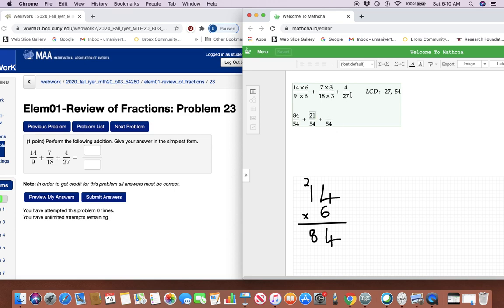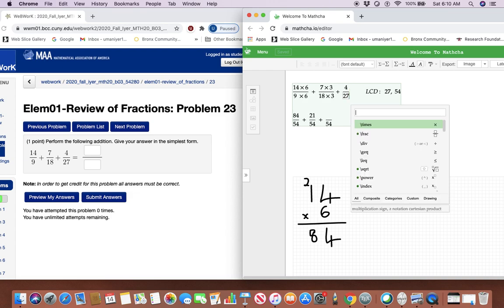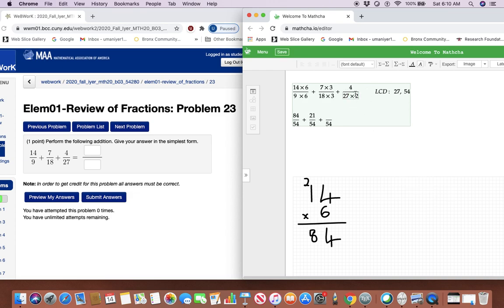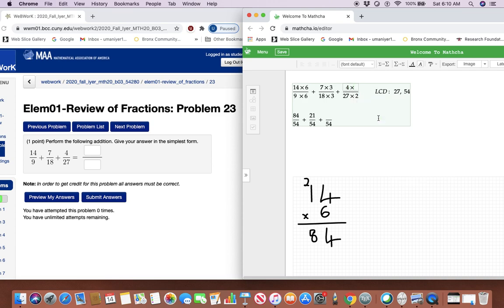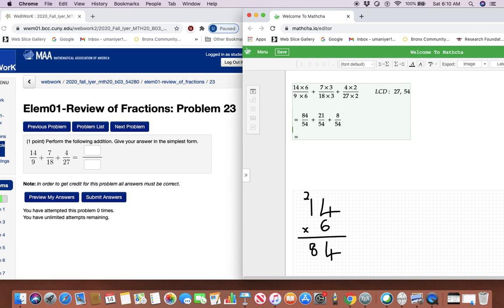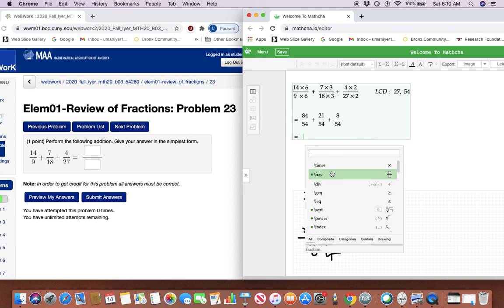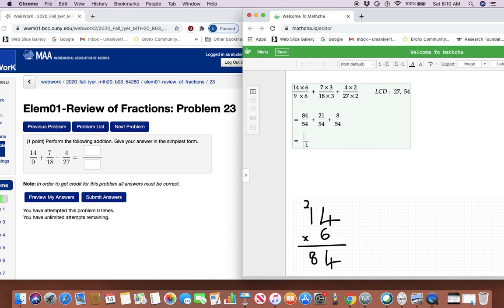How do I go from 27 to 54? Well, 27 times 2 is 54. So whatever I multiply to the denominator, I must multiply to the numerator. So 4 times 2 is an 8. Okay. I have a common denominator, so I simply write that down, 54, and add all the numerators together. 84 plus 21 plus 8.